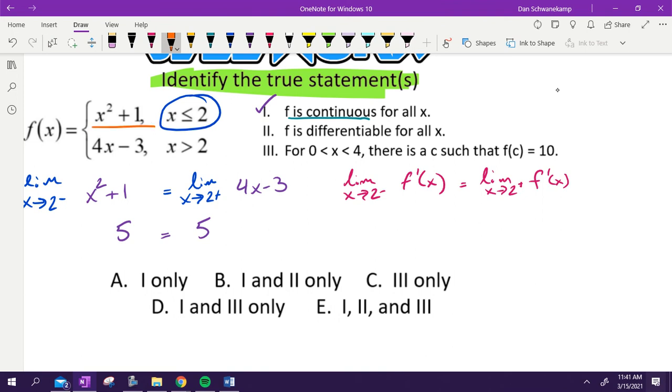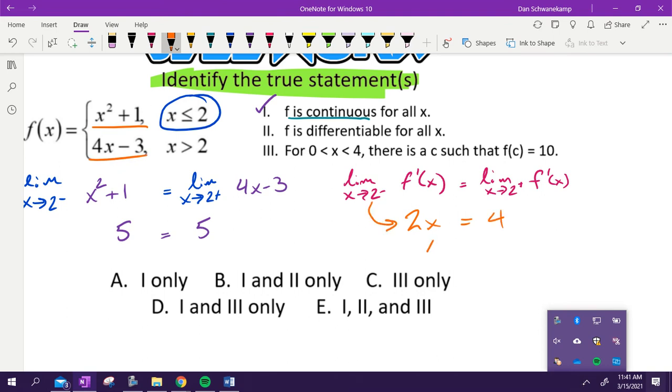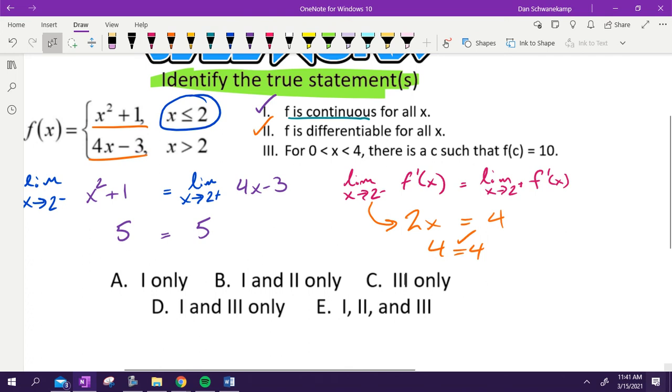Max, if you're taking the derivative on the left-hand side, what would my derivative be? 2x. What would your derivative on the right-hand side be? 4. And we're finding the limit at 2. So if I take 2 and plug it in, I get 4 is equal to 4. So is it going to be differentiable at that spot? Yes, because the derivative from the left and the right are equal, they're going to be differentiable.